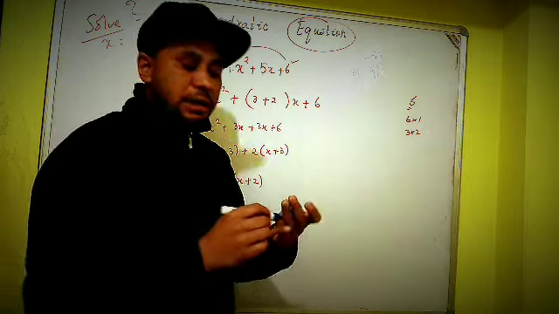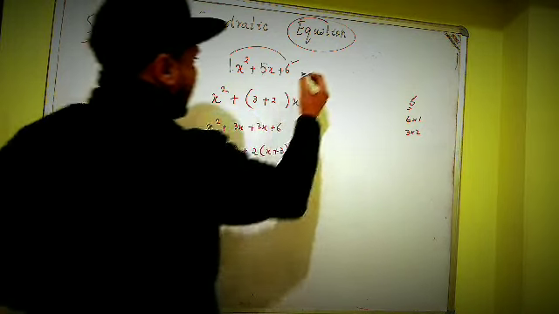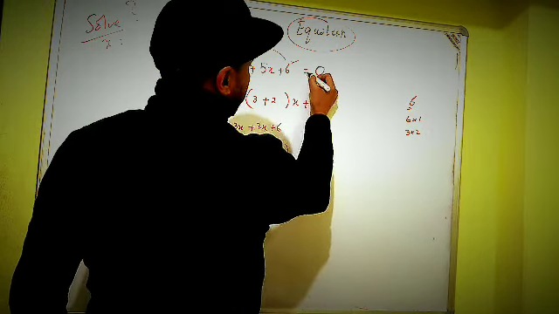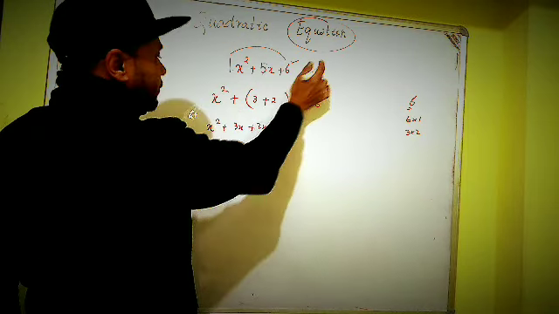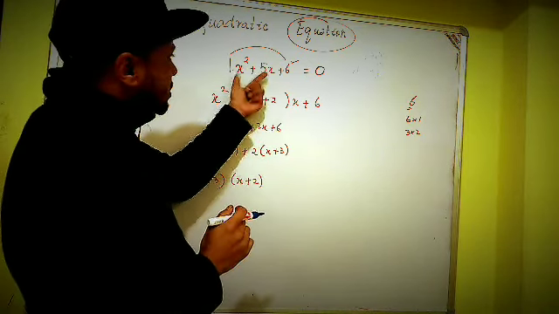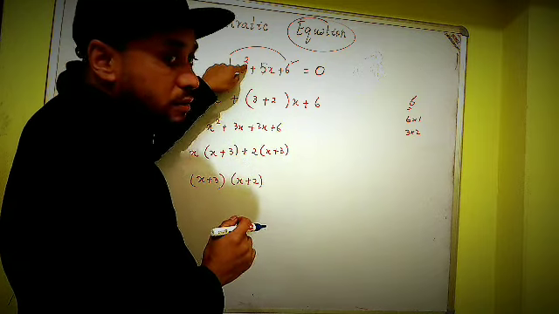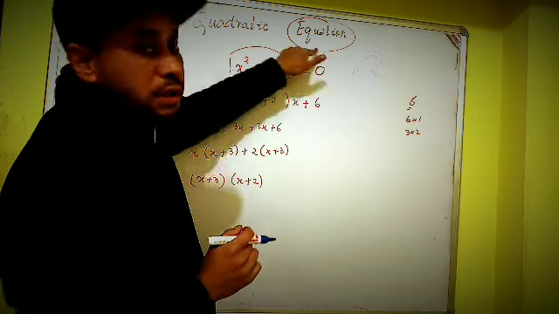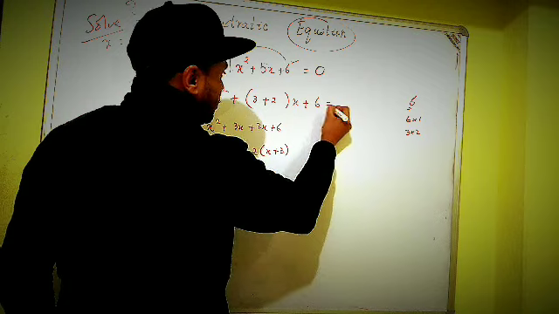This is what we did in class 8 and 9. Now if I add this symbol with 0, it forms an equation. So what kind of equation is this? Now since the highest degree of the power of the variable is 2, it is a quadratic equation. Okay. Now let's add 0 here.